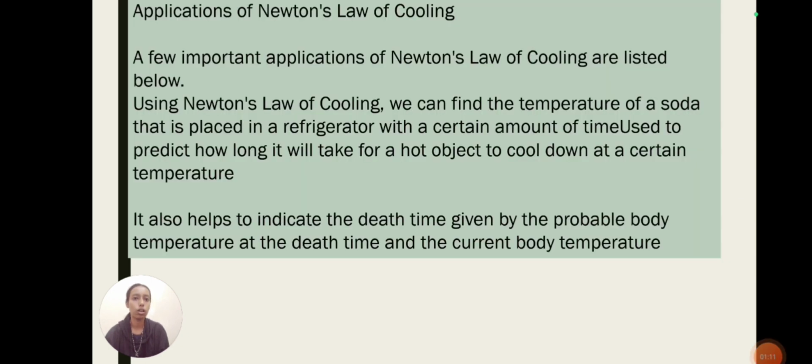Applications of Newton's law of cooling. A few important applications of Newton's law of cooling are listed below. Using Newton's law of cooling, we find the temperature of a soda that is placed in refrigerator with a certain amount of time. Use it to predict how long it will take for a hot object to cool down at a certain temperature. It also helps to indicate the death time given by the probable body temperature at the death time and the current body temperature.